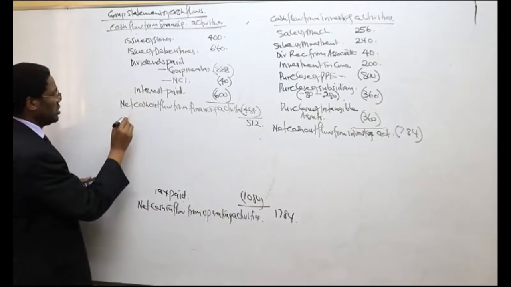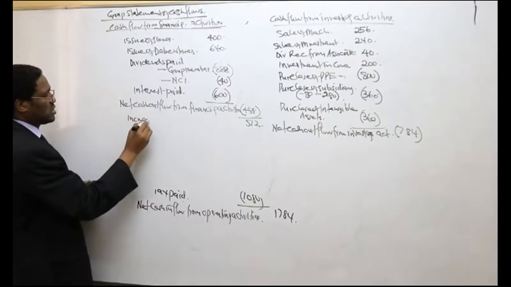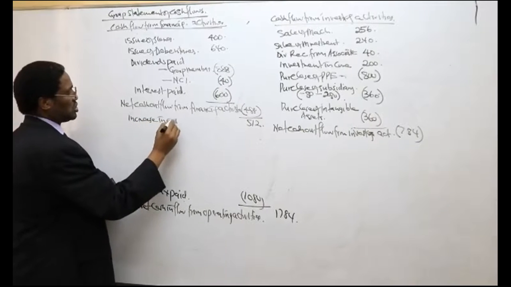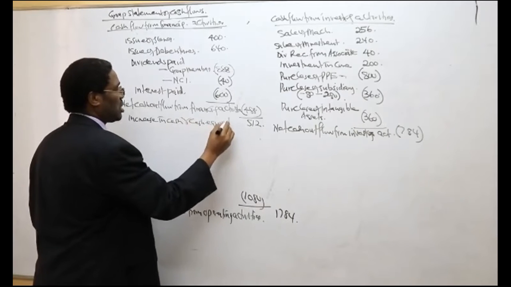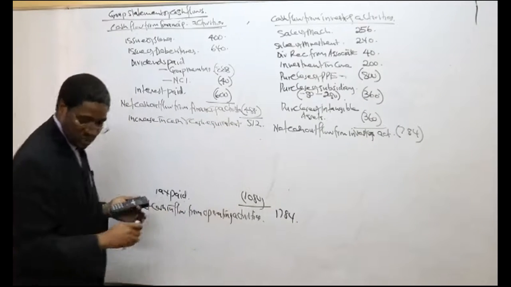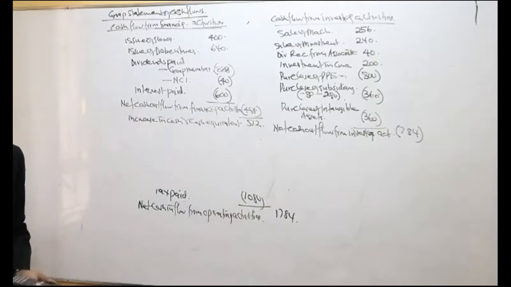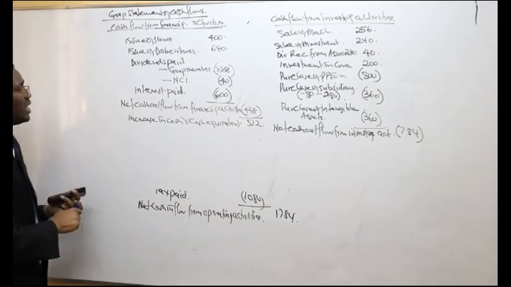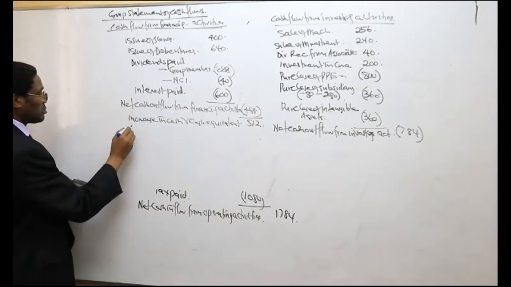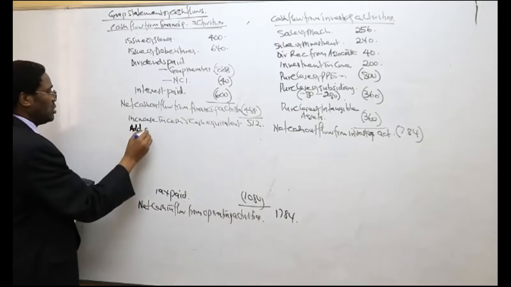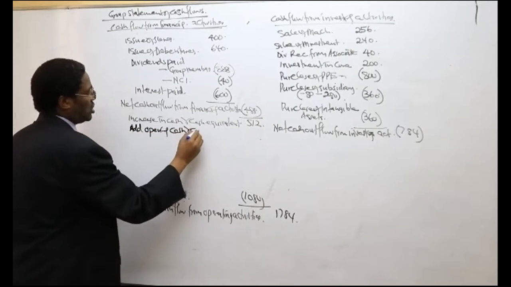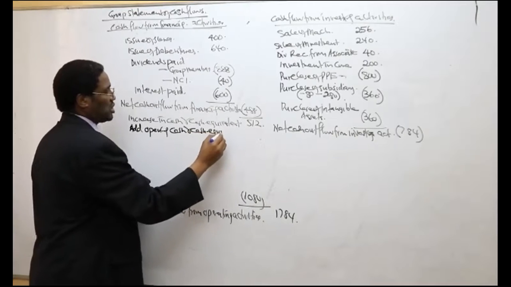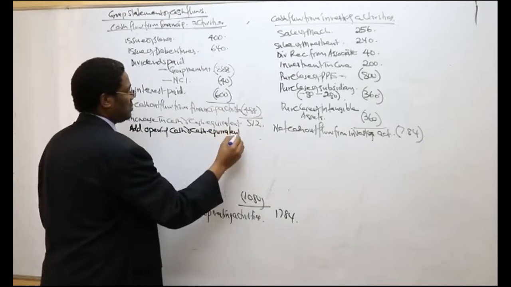Because it's a positive, you call it increase in cash and cash equivalent. Then we say you bring down, or you now come and add opening cash and cash equivalent.